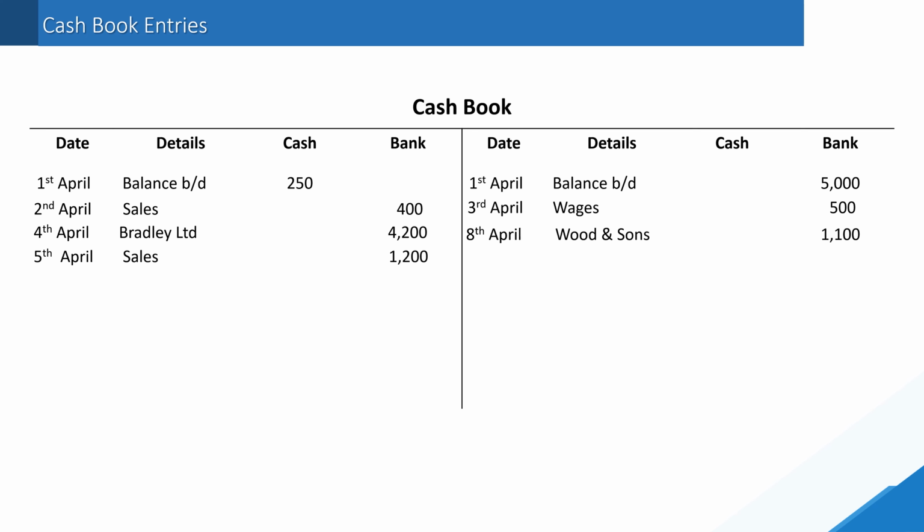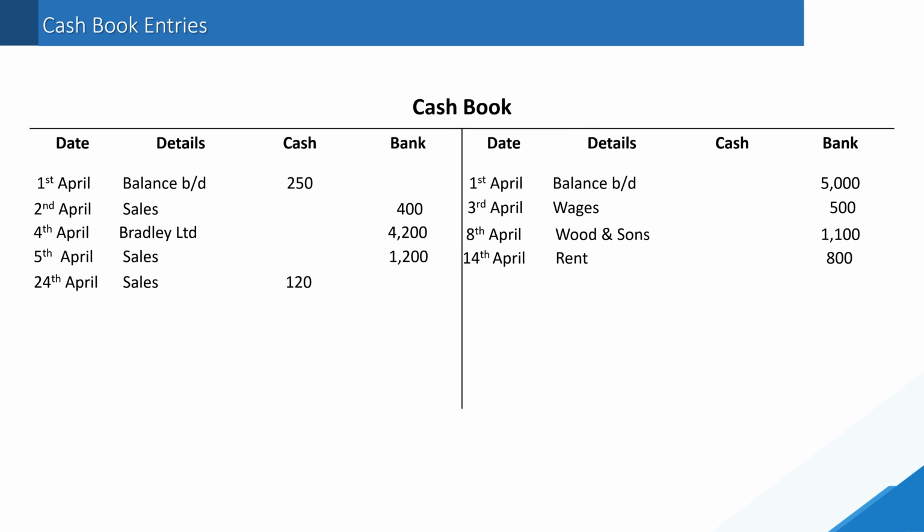On the 8th of April, we've made a payment, and we know it's a payment because it's on the credit side of our cash book, of £1,100, and that's to Wood and Sons. And what that indicates is that we've made a payment to a payable, because again, if this was a cash purchase, we wouldn't be given the name of the company, we would simply have details of purchases. On the 14th of April, a further payment of £800, this time relating to rent. On the 24th of April, we have some more sales, and this time it's cash that's being received, so it's in the cash column, and that's £120.